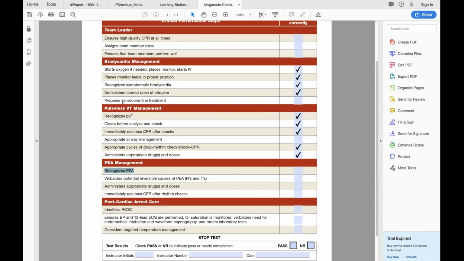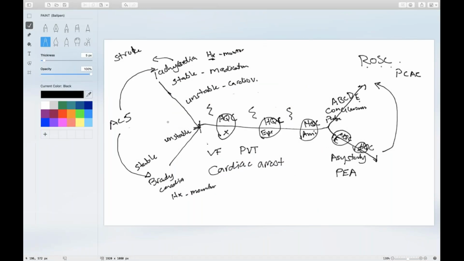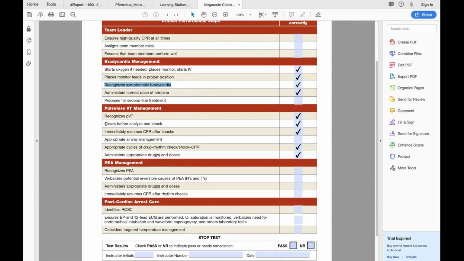We want you all the time, guys, to recognize that this is symptomatic bradycardia. You have to tell the people, hey guys, we have unstable bradycardia. You have to tell the people all the time where you are: stable bradycardia or unstable bradycardia or anything. These things are very important. Then recognize that he's in pulseless VTAC, recognize he's in PEA, identify that he's in ROSC. You have to say it.